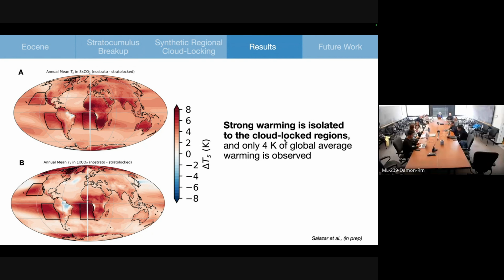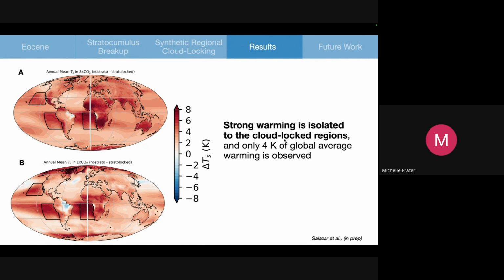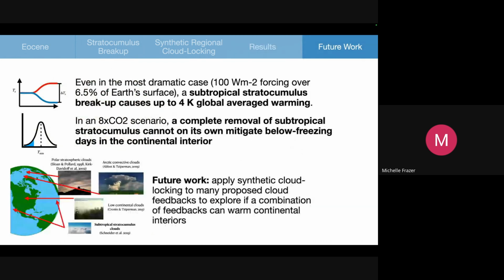Thank you. Okay, we have another online question. Michelle? Hi. I was just curious. You said you're gonna look at some other cloud feedbacks. What other cloud feedbacks have been proposed to be significant during the Eocene or other hothouse climates? I'm so glad you asked.